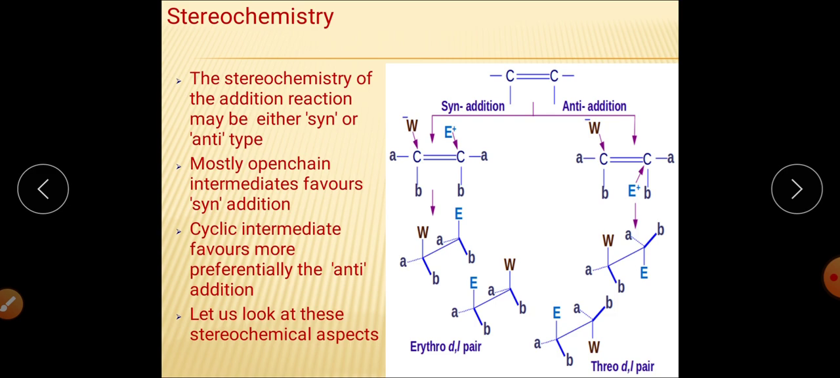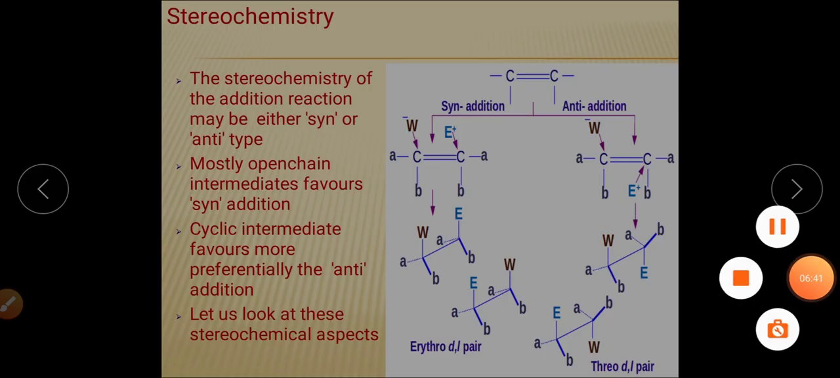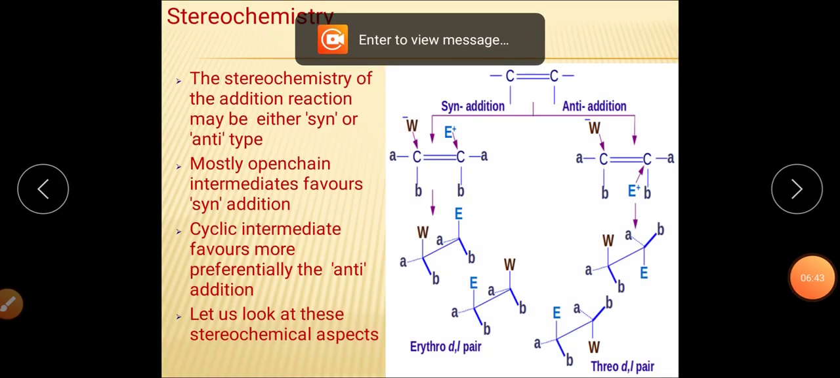And when the electrophilic addition reaction is through a cyclic intermediate, you can see the example of the bromination reaction in which a cyclic bromonium ion is synthesized. I will explain this reaction in the next slide. That cyclic bromonium ion has been synthesized, and at that time the attack will generally happen. So this is anti-addition and syn addition.